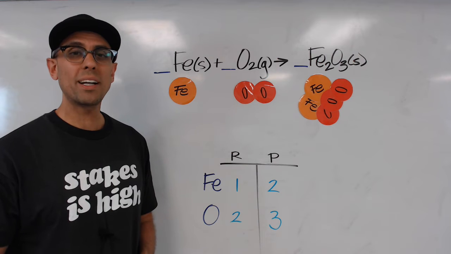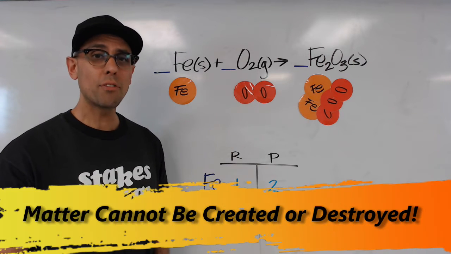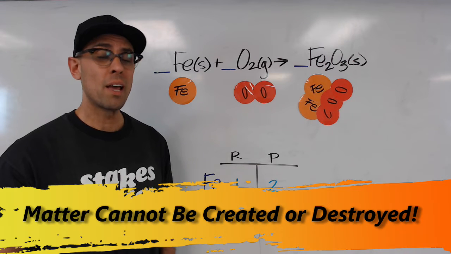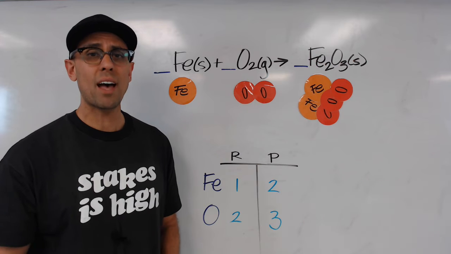Okay, everyone, now we're ready to balance this equation. This is an integral step where we make sure that the law of conservation of matter is being observed. Simply put, do we have the same number of each type of atom on the left and right side of the arrow?